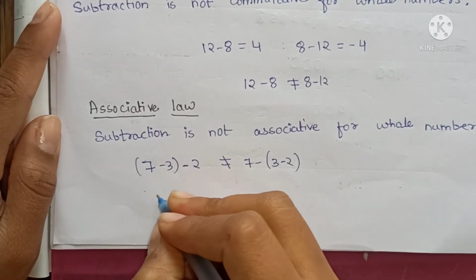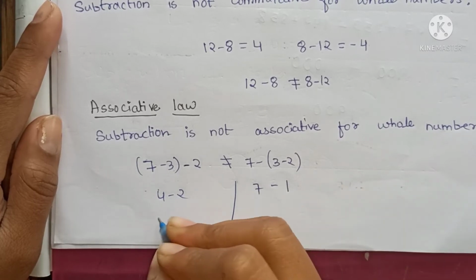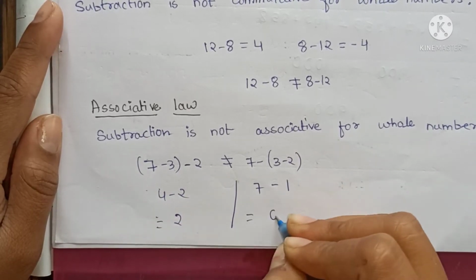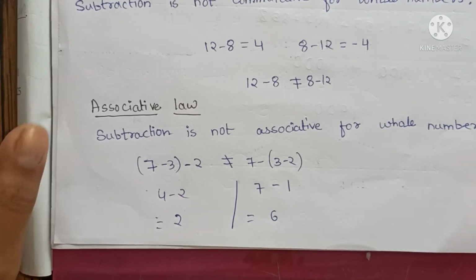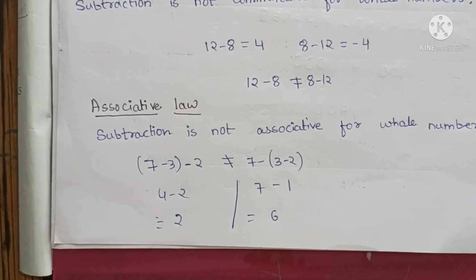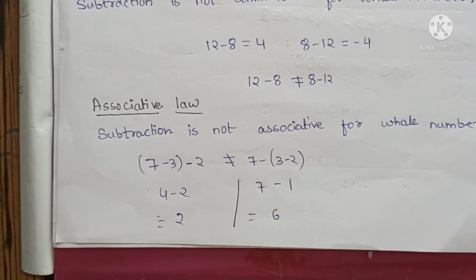So let us see how much answer we get here and on this side. Here we get 2 and here we are getting 6. So we can see that the answers are not the same. If we change the group in subtraction of whole numbers, then we will not get the same answer. So the associative law is also not true for the subtraction of whole numbers.